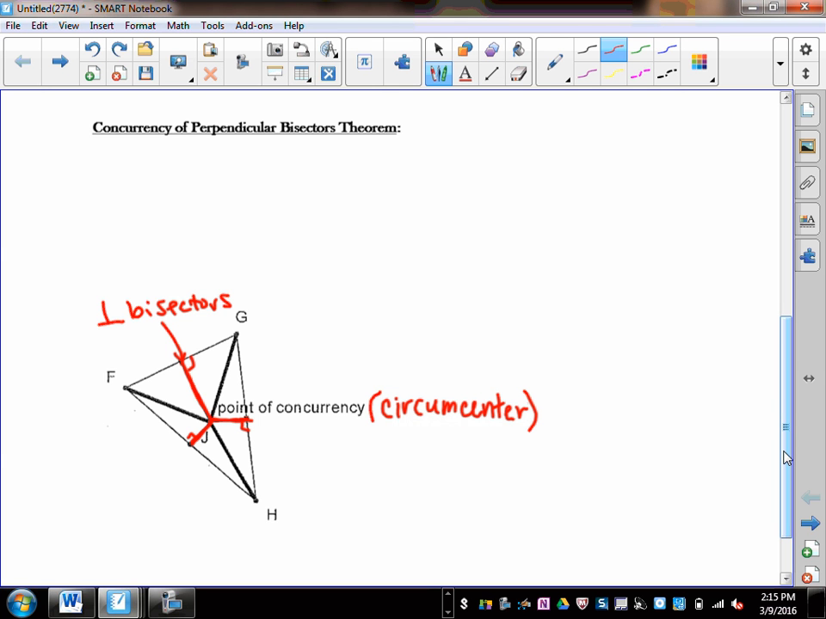So the concurrency of perpendicular bisectors theorem, again, the concurrency is called your circumcenter, states that your circumcenter is equidistant from each of the vertices. So what our theorem states is that with J being my circumcenter, I have that this is congruent to that guy, which is congruent to that guy. It's equidistant from each of my vertices. So let's write that in.